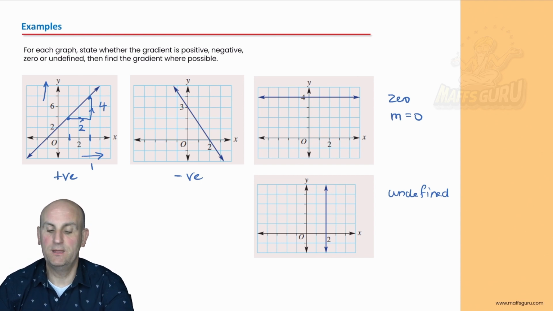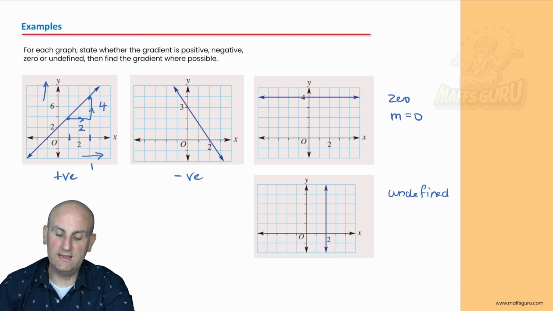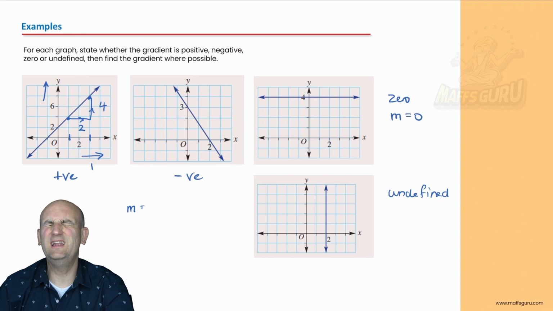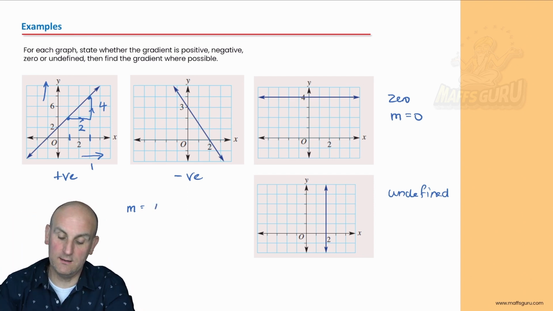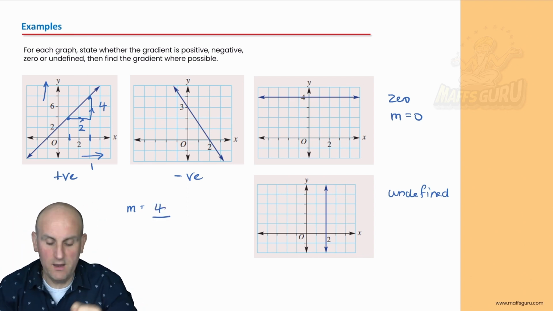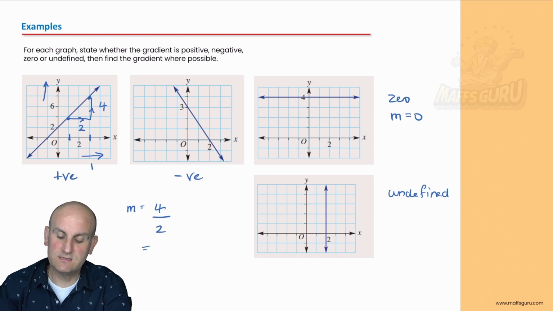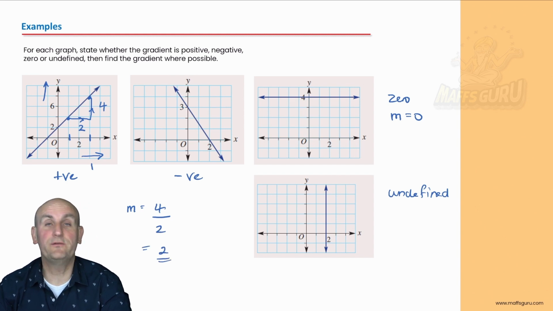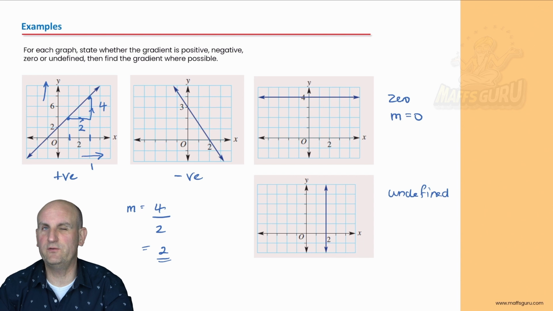Not squares, units. So my gradient for that first one, and I'm running out of room, is given by, remember, grade is rise over run, which gives me 4 over 2, which is 2. And so my gradient for that line is just 2. Ka-ching. Can we now do the same for this one?